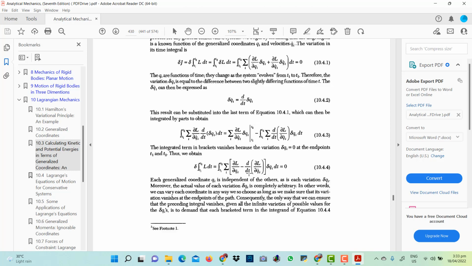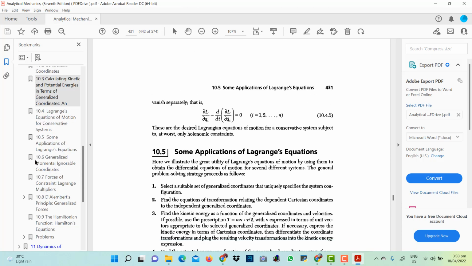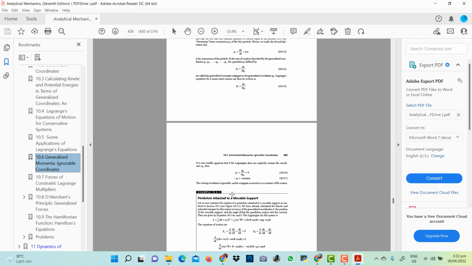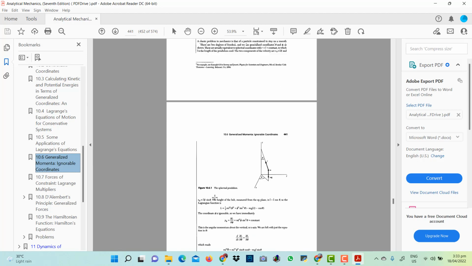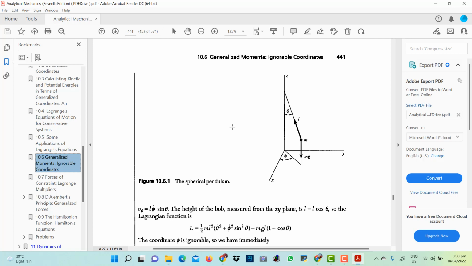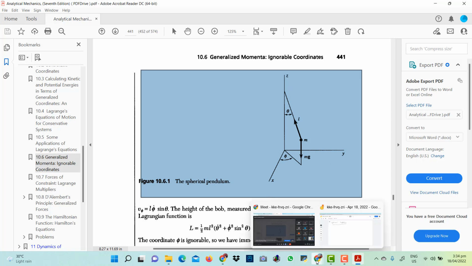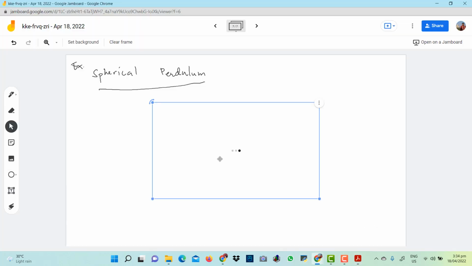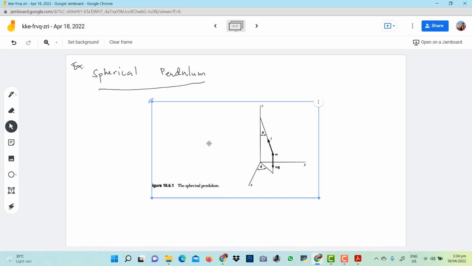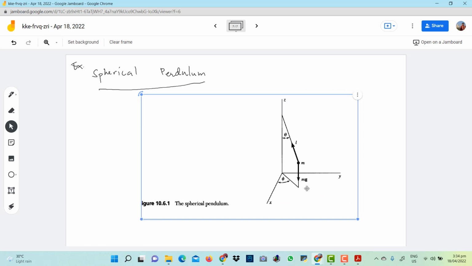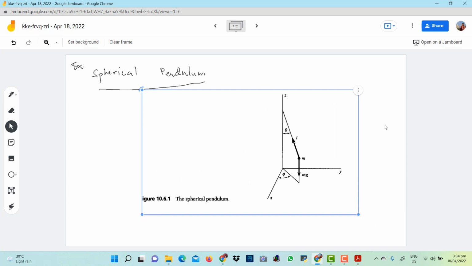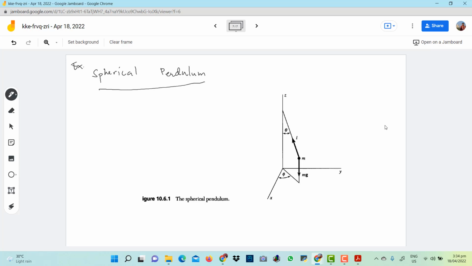This one. Okay. This is the spherical pendulum. So it is not a two-dimensional but a three-dimensional system. So instead of moving only on the ZY plane, it also moves on the XY plane.